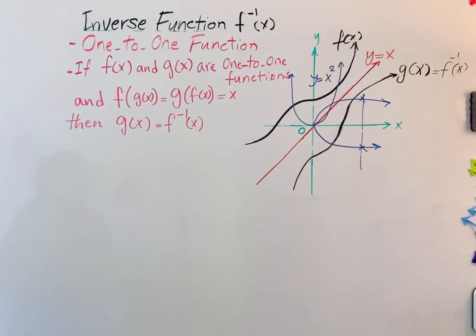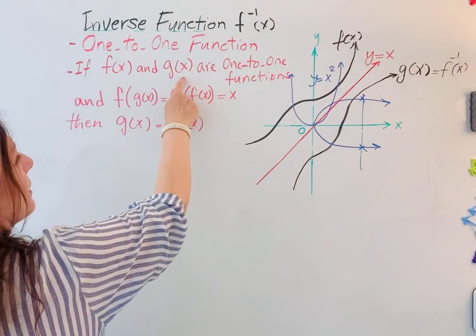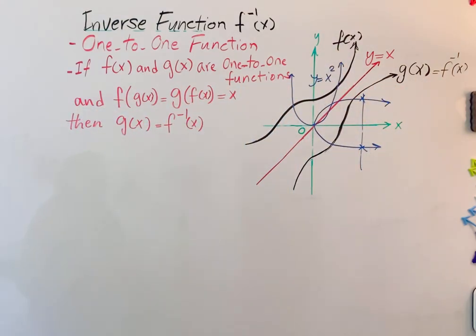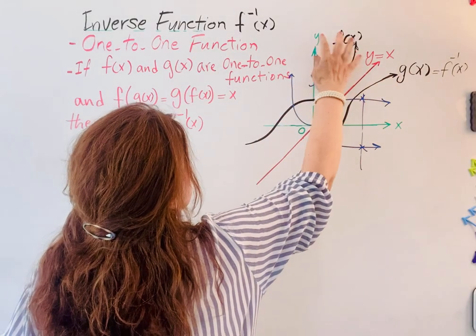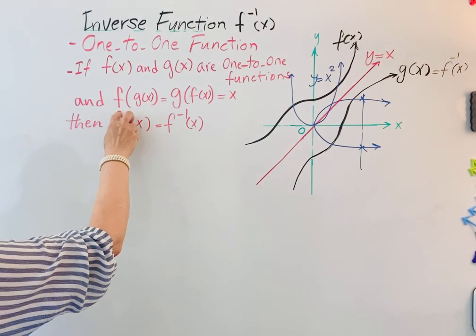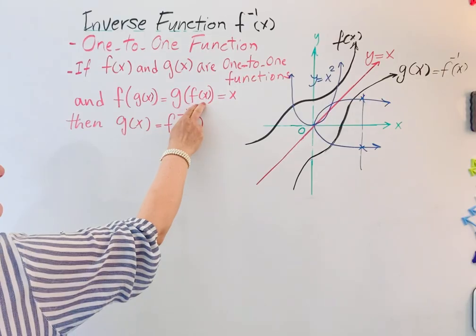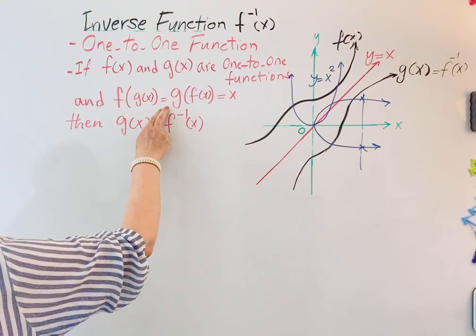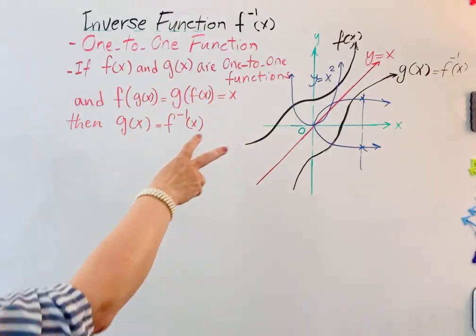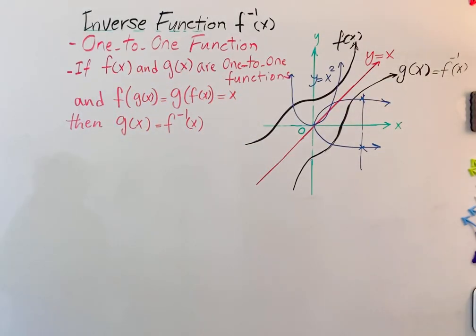Okay, now if f of x and g of x are one-to-one functions, and the composition of these two functions, we write as f of g of x and g of f of x, if they are equal and the result is x, we can say these two functions are inverse to each other. Okay, and it means that they undo each other.